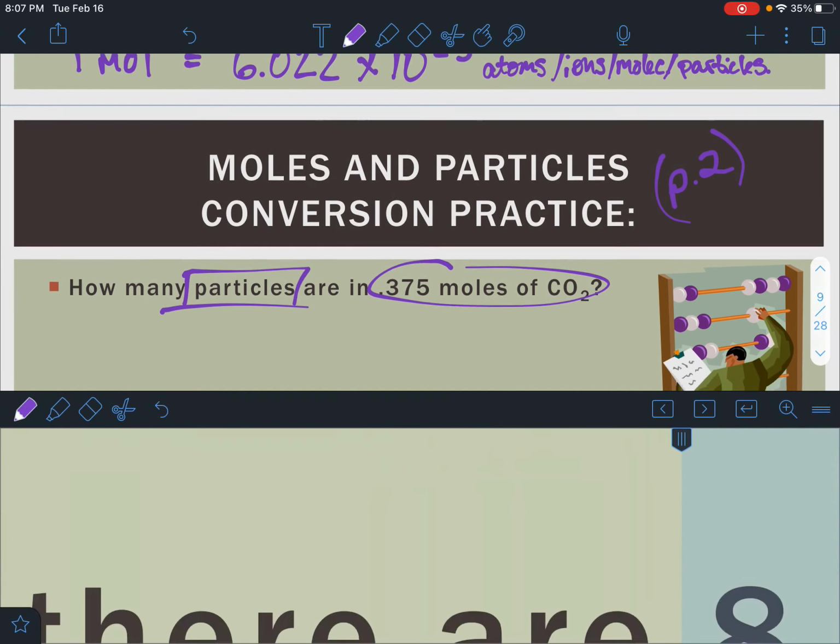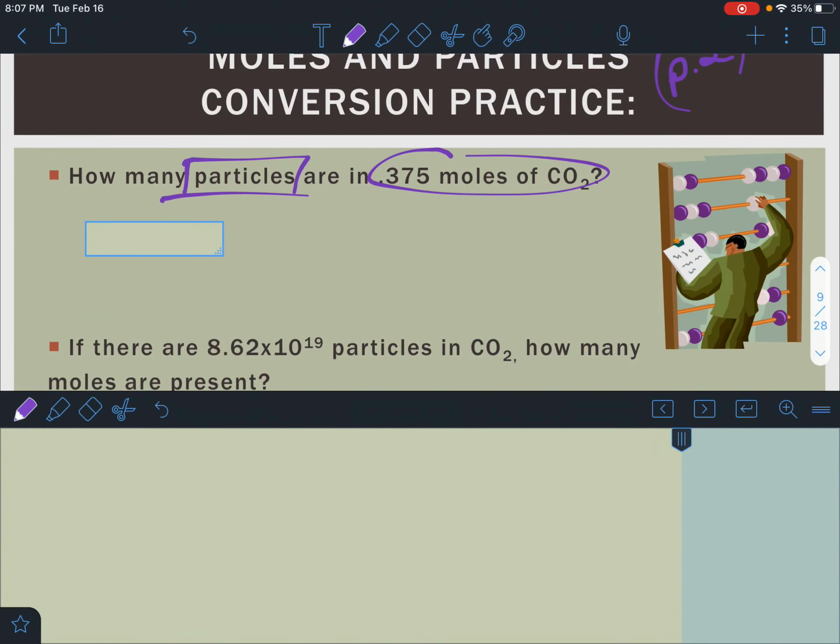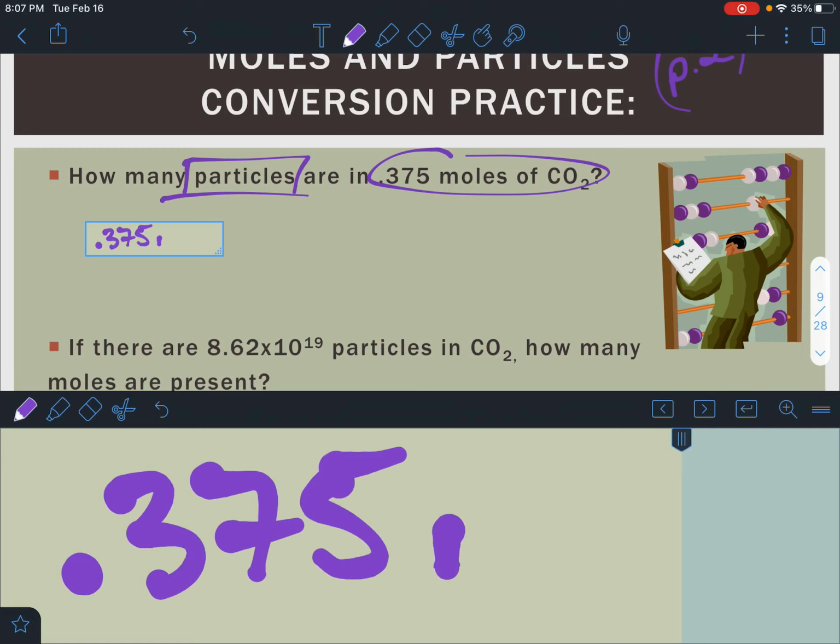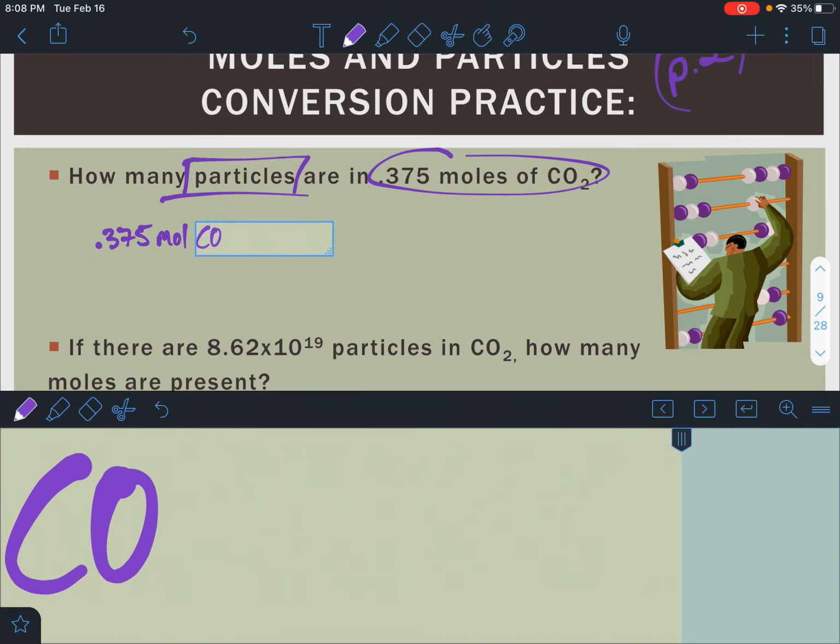So the first step to converting is writing down your given. I'm going to write down 0.375 moles. To shorten up moles, you are welcome to just write MOL, but it's up to you. Some people like to write out the whole thing, and that's fine too. And then we also want to be sure to put our substances in.